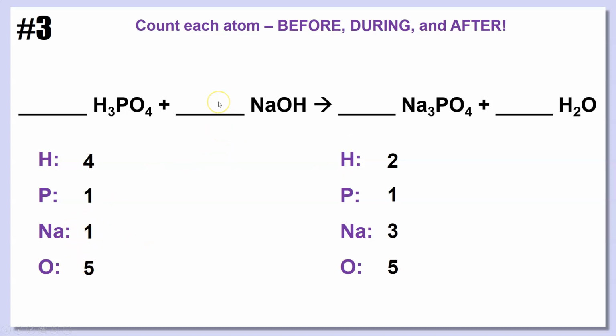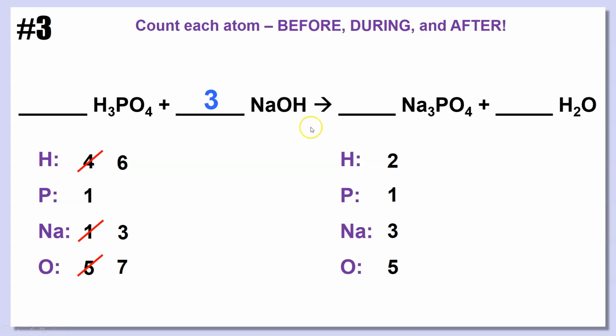If I want 3 sodiums, I put a 3 there. But I've messed up a whole bunch of things, haven't I? Now I don't have 5 oxygens, I have 4 plus 3, which is 7. I've also messed up my hydrogens. 3 plus 3 is 6. Things got a lot worse, didn't they? Okay, now we messed more things up. We're going back and forth.